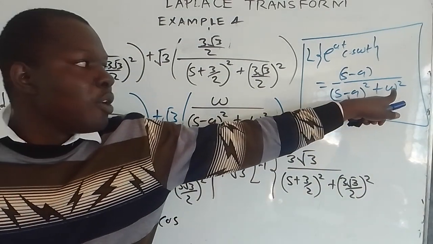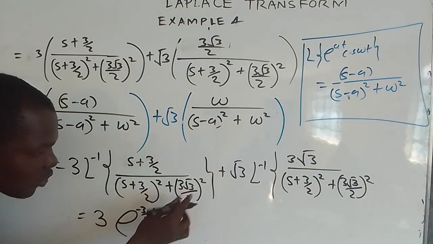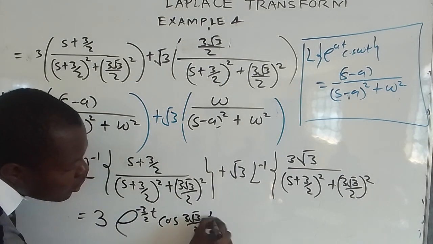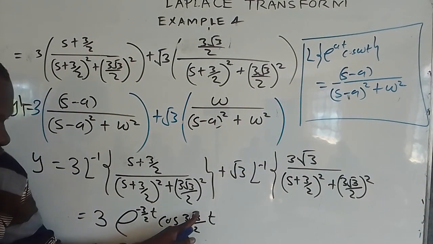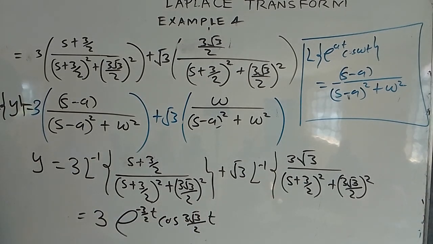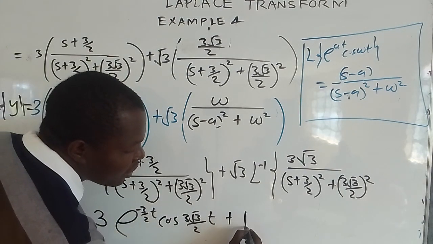Then you check what is your W. Where there is W squared, your W is 3 root 3 over 2 t. So you substitute W, then you take cos WT. WT is 3 root 3 over 2. So you have substituted the whole first part, isn't it? Are we together? Then you go to the second part, there we have plus root 3.